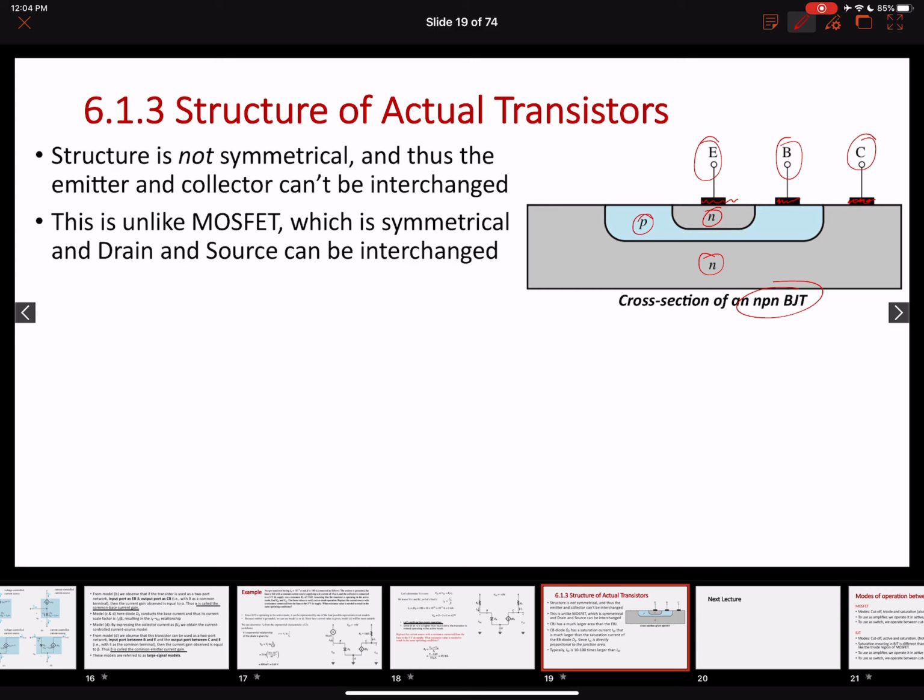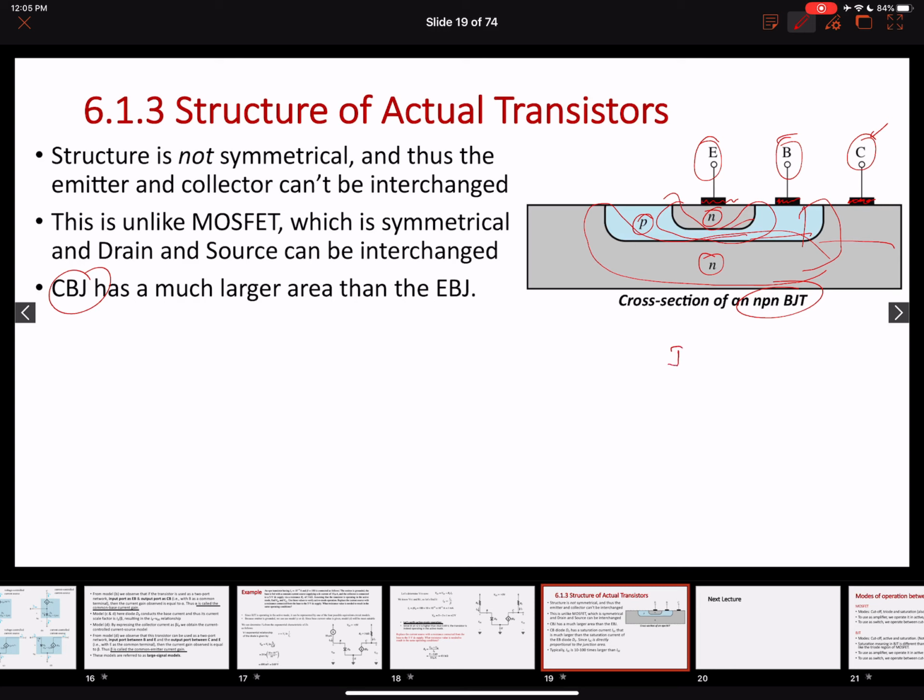Some other important things that we can see over here. Our emitter to base junction area is much smaller than our collector to base junction area, right? So if I look at these terminals and the areas over here, the collector to base junction area is much bigger as compared to the emitter to base junction area. So what is the consequence of this? I know that the saturation currents of these junctions are proportional to the cross-sectional area.